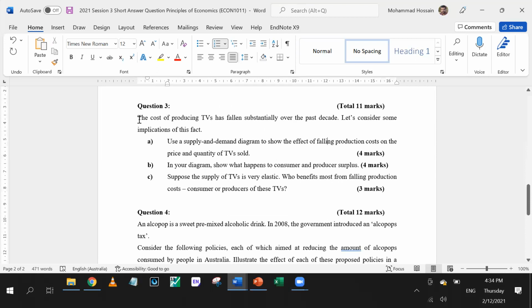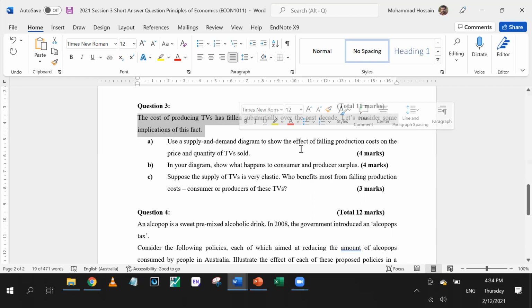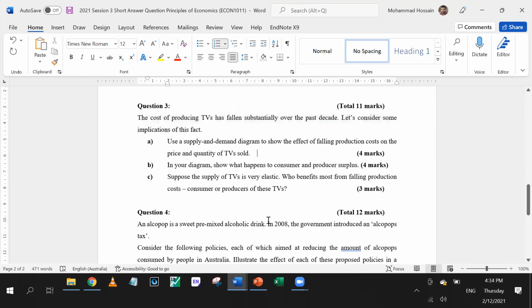This question: the cost of producing TVs has fallen subsequently over the past decades. So let's consider some indications of this supply and demand diagram to show the effect of falling production cost on the price and quantity of TV. Since I think you guys already have enough time to do it at home, I prefer you to do it at home because you have more than 4 or 5 weeks left.